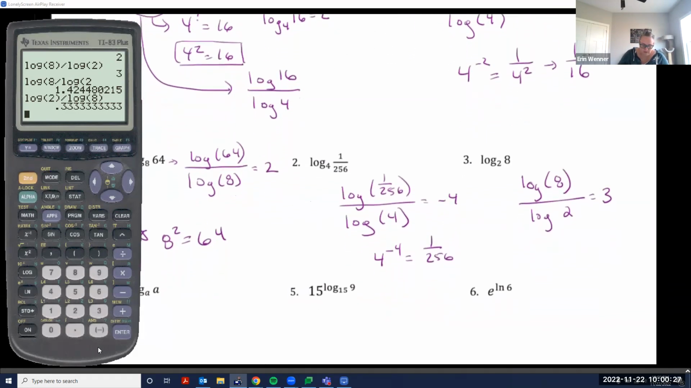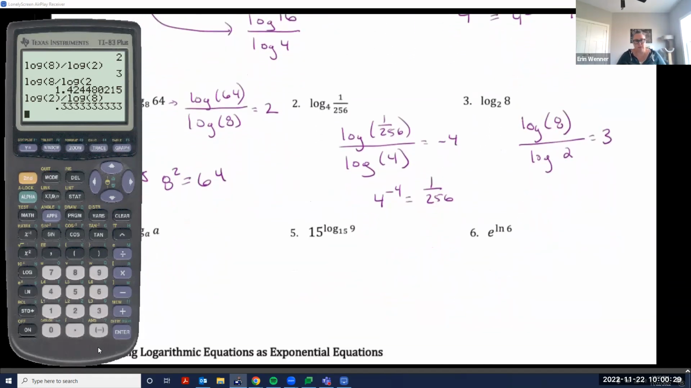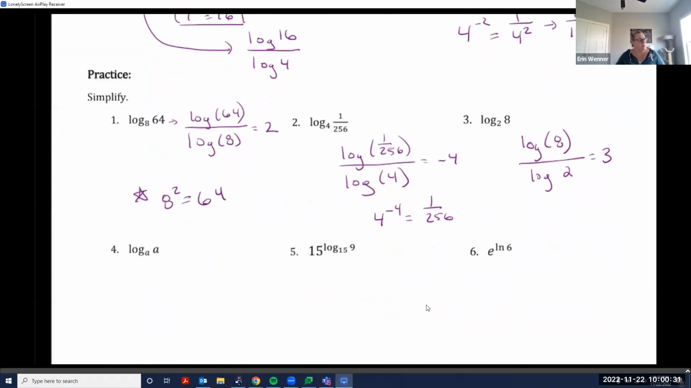Number 4, 5, and 6 are dealing with some different situations. So number 4 says log base A of A. If I were to plug this into my calculator, and yes, I know I cannot plug in the variables into my calculator, but I have log base A of A, which is going to be log of A divided by log of A, which is the same thing. This is going to equal 1.